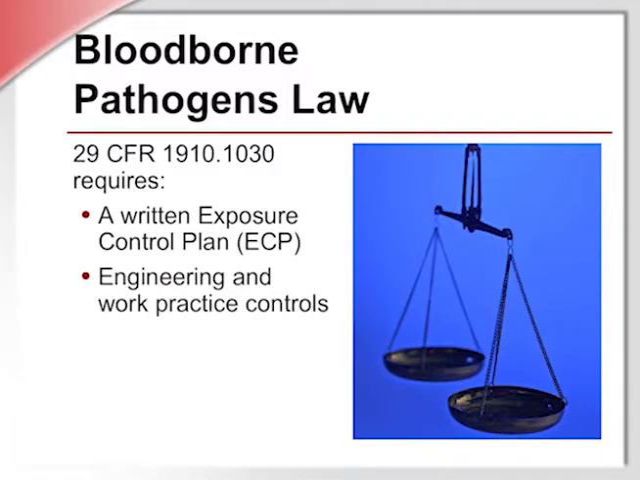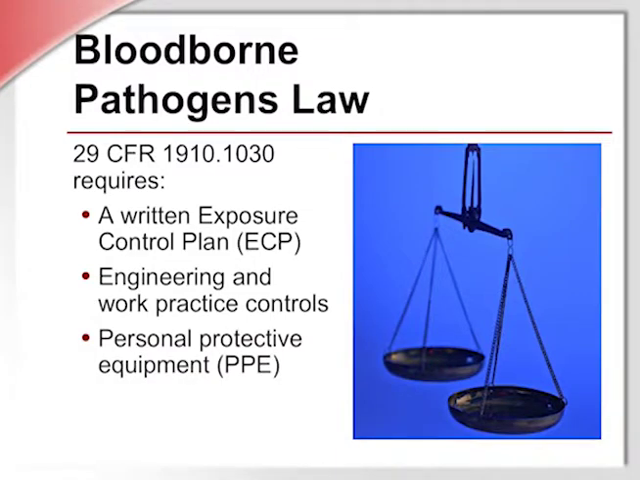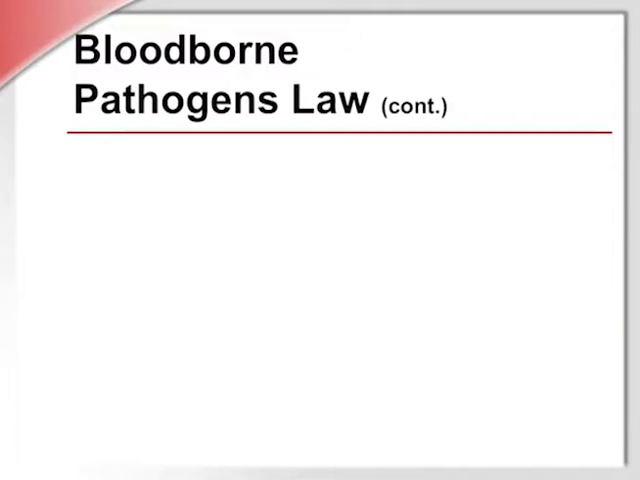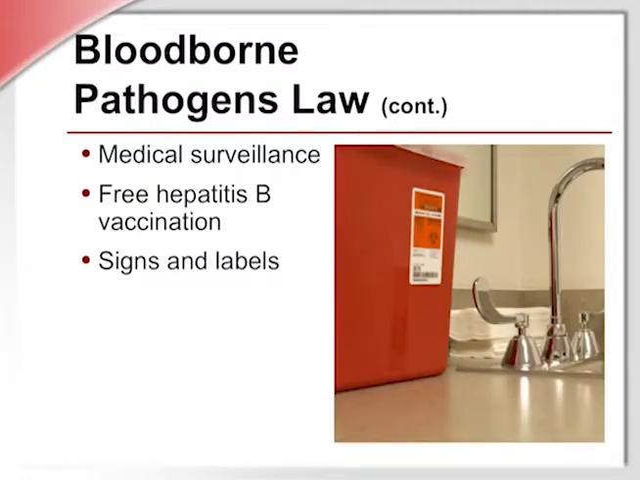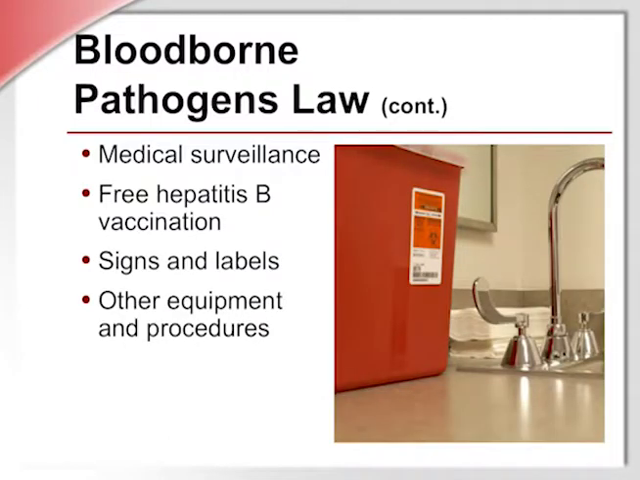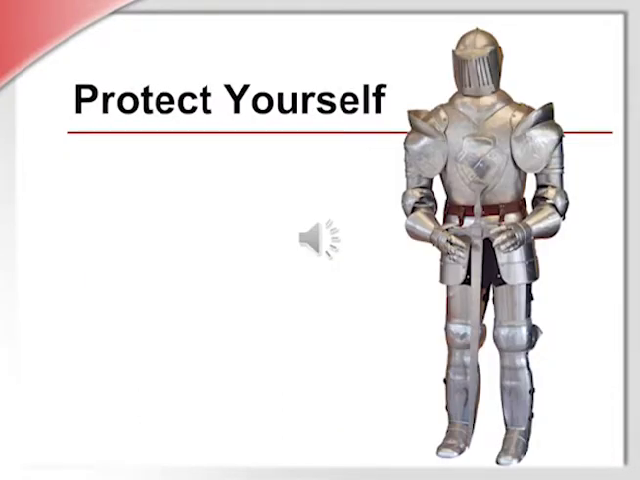Engineering and work practice controls to prevent exposure to infectious materials, such as avoiding sharps, personal protective equipment, or PPE, and training in how to protect yourself against exposure to bloodborne pathogens. The rule also requires employers to provide medical surveillance, such as tuberculosis screening and immunization reviews, free hepatitis B vaccination, signs and labels that warn you about the potential for exposure, and other equipment such as personal protective equipment and procedures such as universal precautions to minimize the risk of disease transmission.